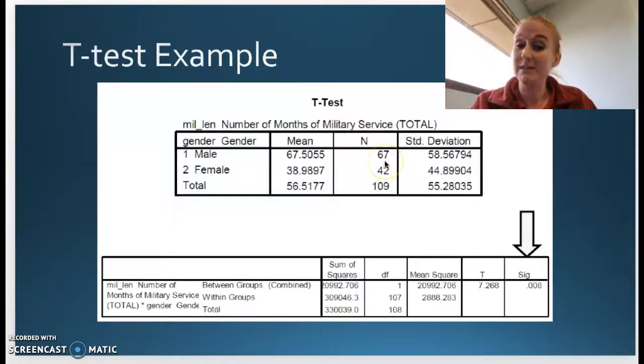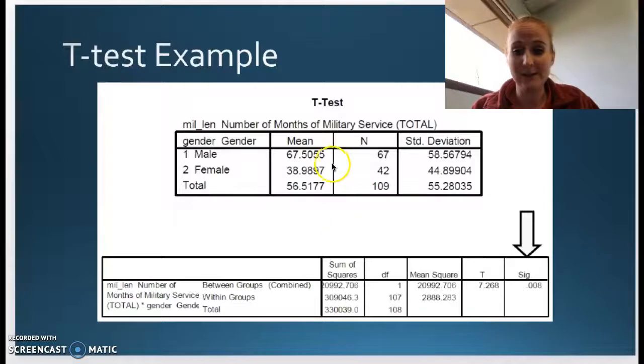So they appear to be different. We want to know if there's actually a statistically backed up difference. Okay, so we actually go down here for that answer. It turns out it is. So see this 0.008 underneath the sig area? That means it is statistically significant. So we have a less than 1% chance of being wrong, or a 99% chance of being right. So we can feel confident that this is a true relationship going on in the data. Knowing someone's gender can help us predict the average time they serve in the military.